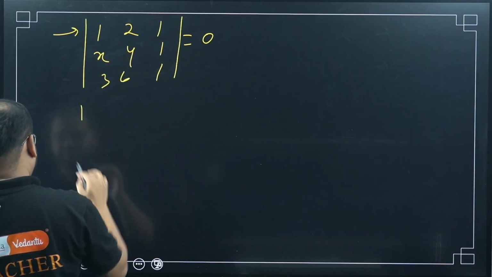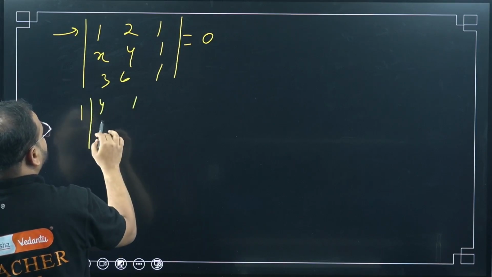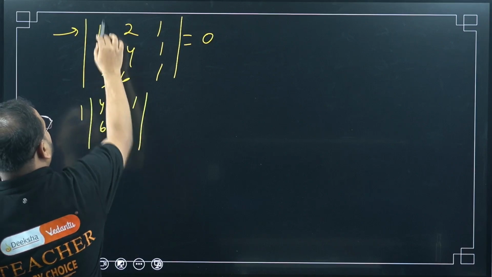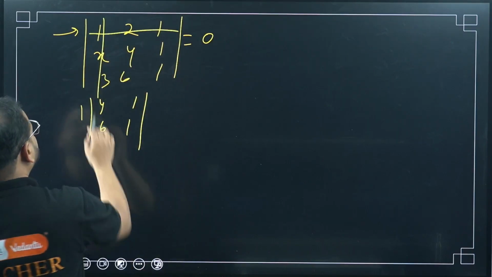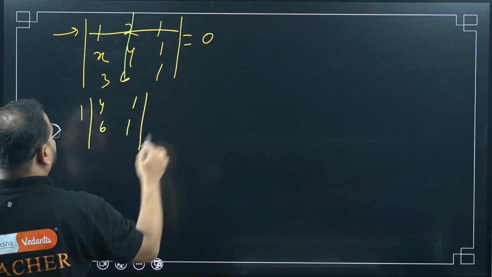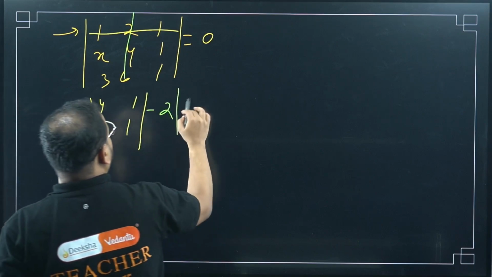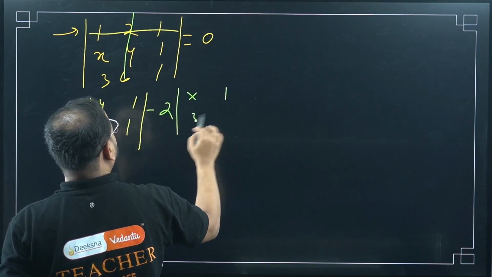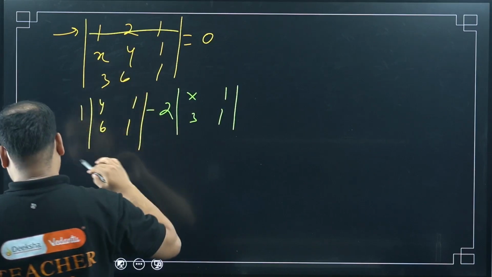Let me write the matrix. 1 times of what? y1, 6, 1. I'm going to cancel this and this. So y1, 6, 1. Done. Next I'm going to cancel what? Across this one, I'll get minus 2 times of x1, 3, 1.